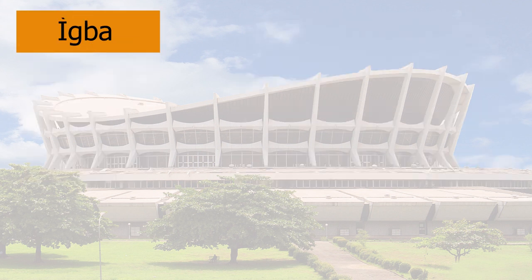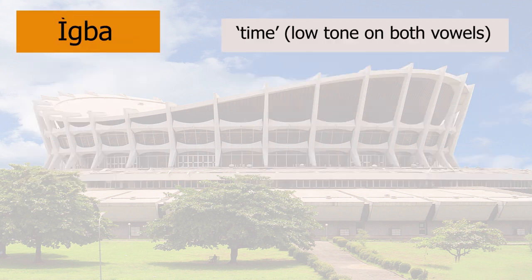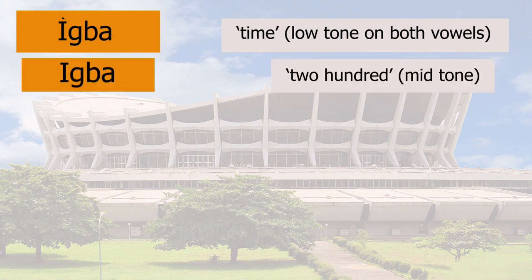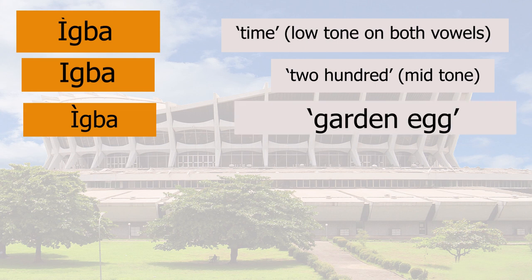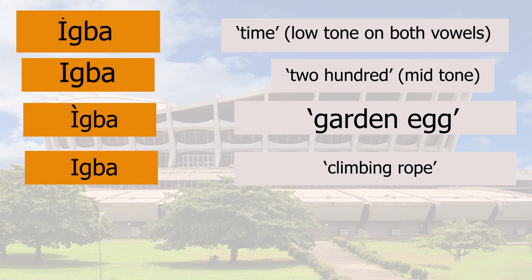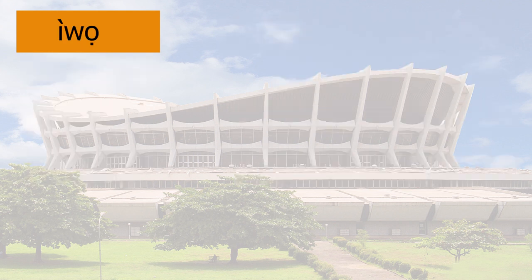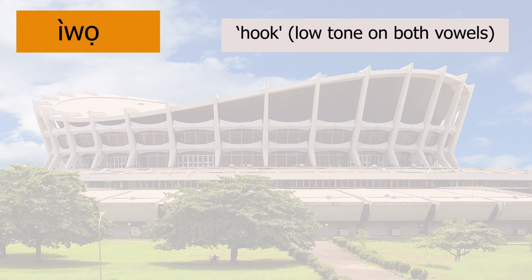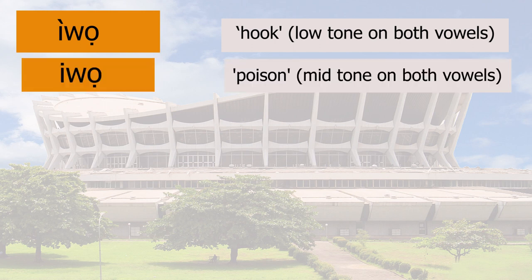Another word. Igba, time, this uses the low tone on both vowels. Igba, meaning 200, uses the mid tone. Igba, this means garden egg, and it uses the low tone on the first and a high tone on the second vowel. Igba, this one means climbing rope, which uses mid tone on the first vowel and low tone on the second vowel. Let's take a look at these last two examples. Iwo, meaning hook, uses the low tone on both vowels. Iwo, meaning poison, uses mid tone on both vowels.